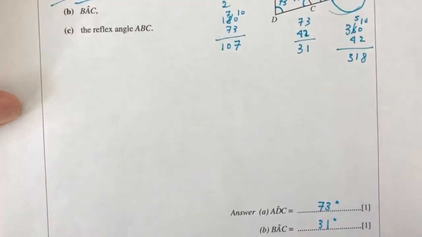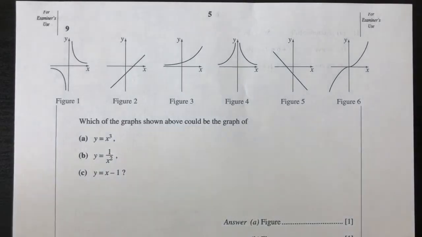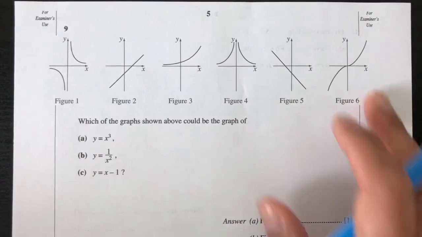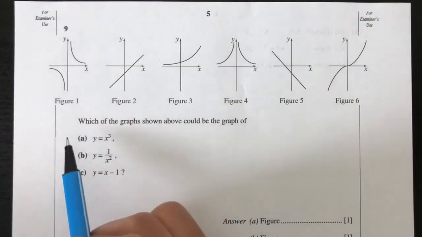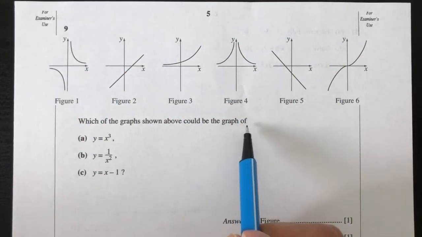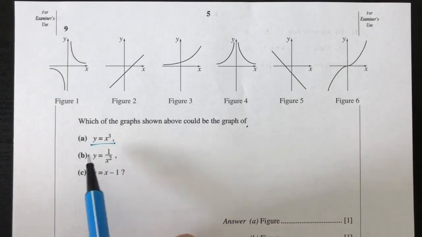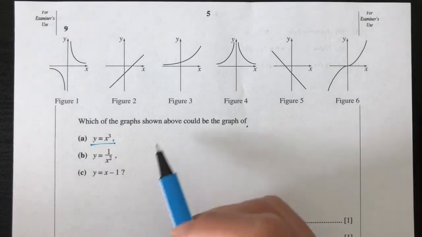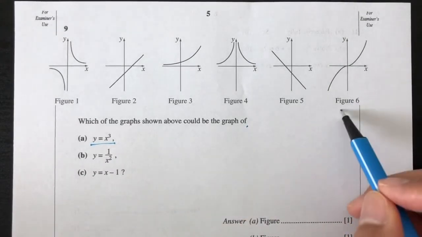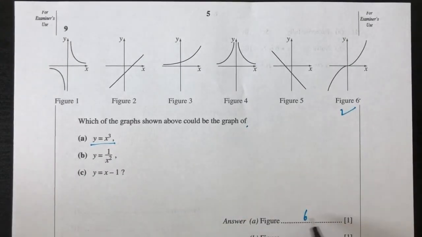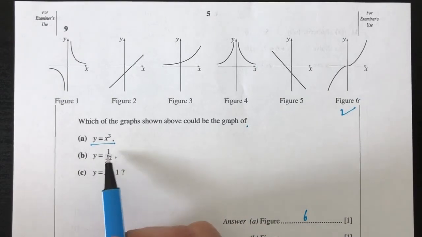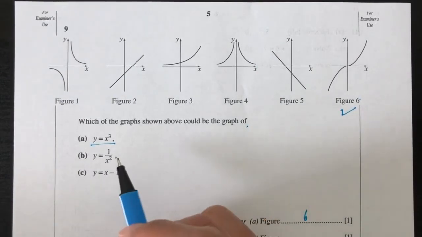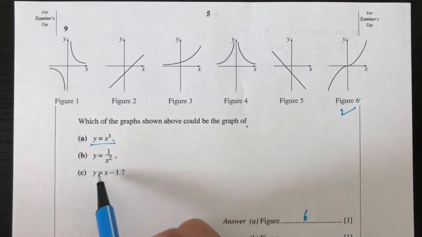Okay, this is question number 8. Now, question number 9, we have figure 1, 2, 3, 4, 5, 6, 6 figures. So which graph shows the above could be the graph of this one? So for this first one, it is y equal to x cubed. It has to be in this form. You should know that by now. Figure 6. Now for this one, it is 1 over x squared. So in that case, you can try. You can see what can be this graph.